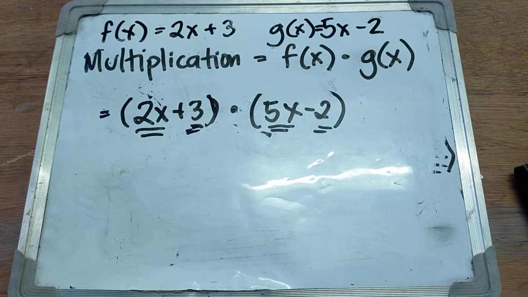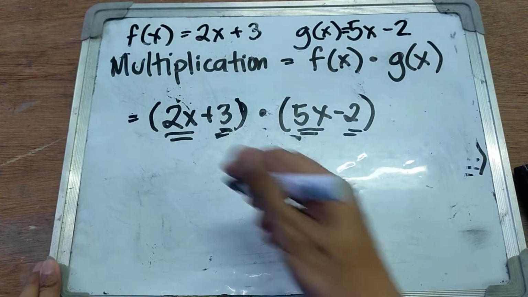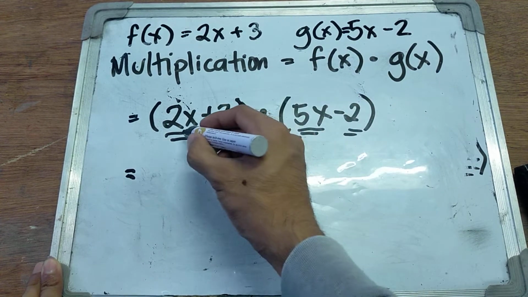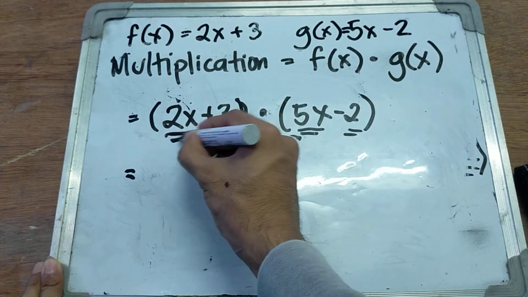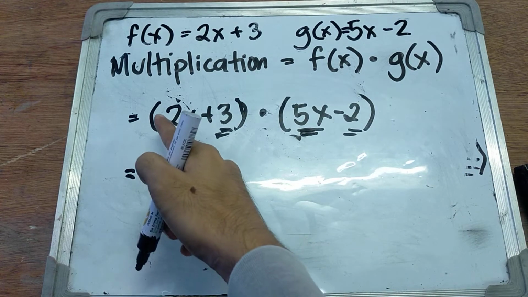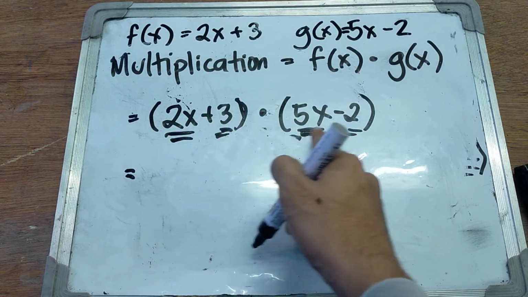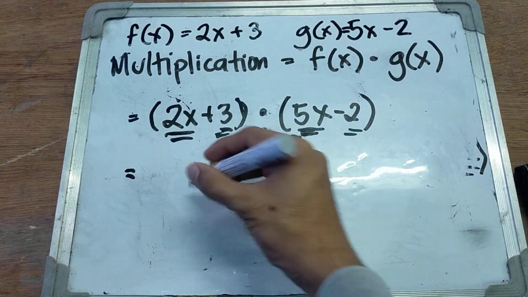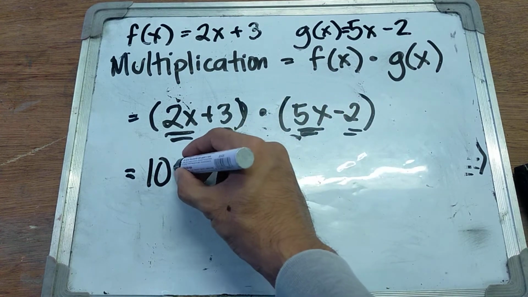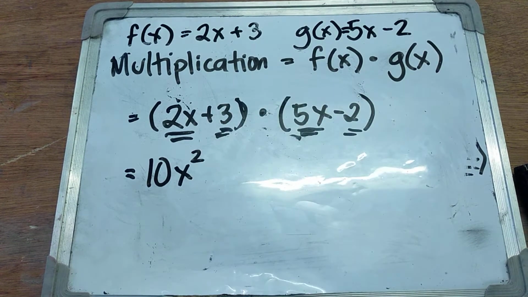So, we are now going to use the FOIL method. Okay? So, first thing, we must multiply the first term, which is the 2x and the 5x. Okay? So, ang gagawin natin dito is to multiply number by number and letter by letter. Okay? So, 2 times 5, we have 10. And then x times x, we have x squared.